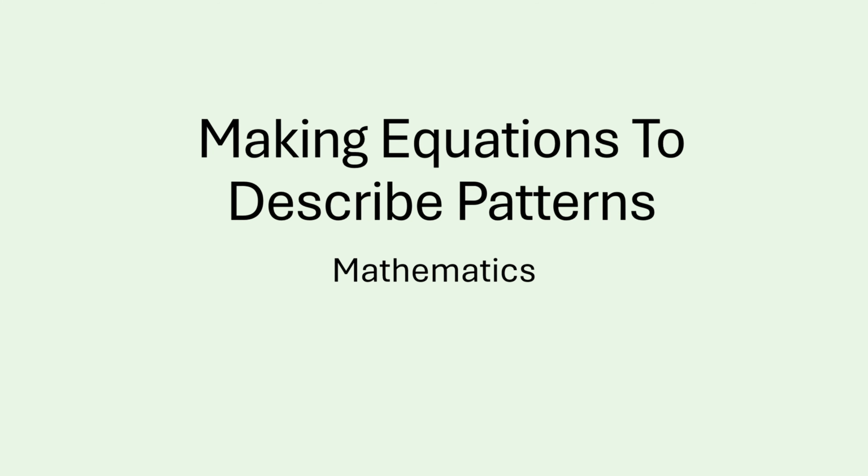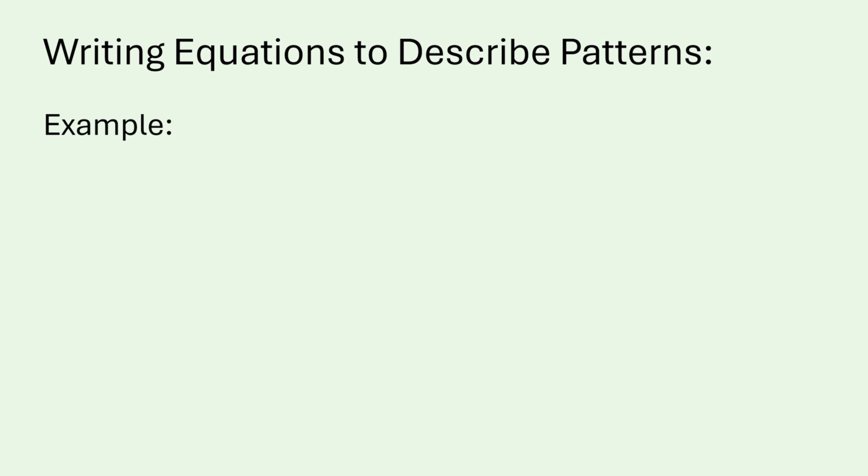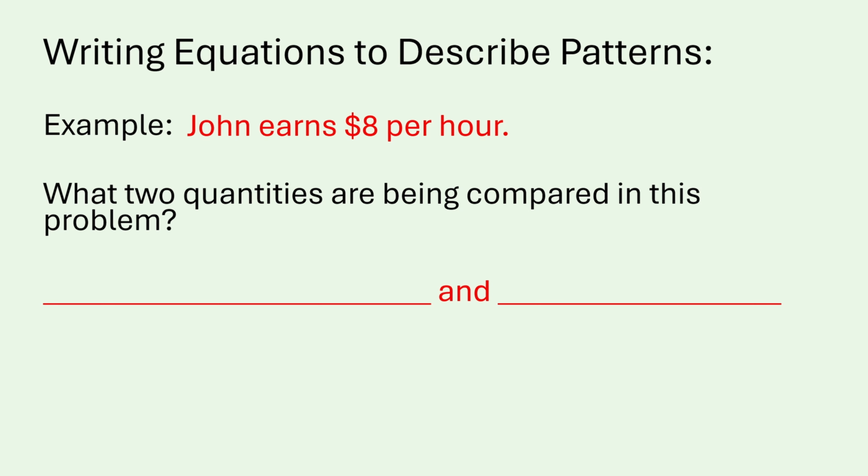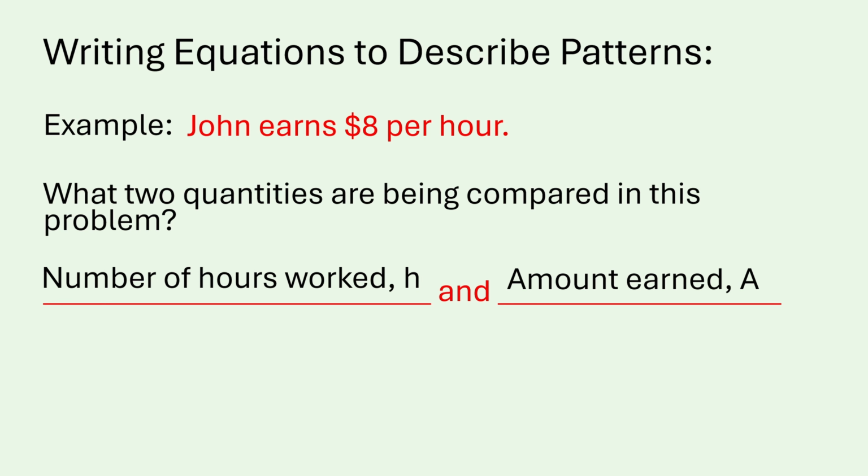Making equations to describe patterns. Example: John earns $8 per hour. What two quantities are being compared in this problem? Number of hours worked H and amount earned A.